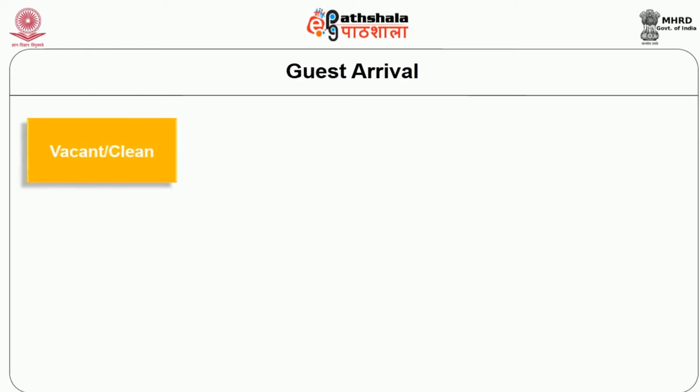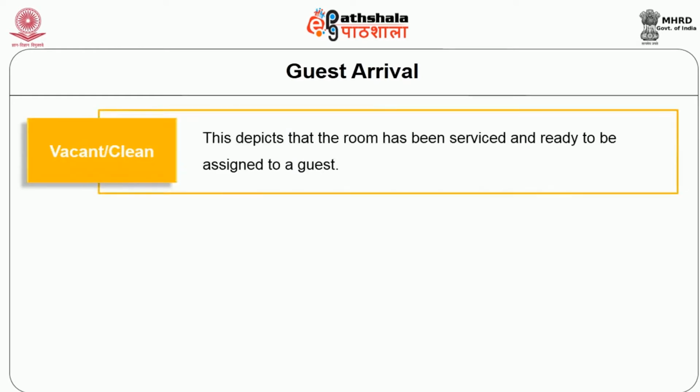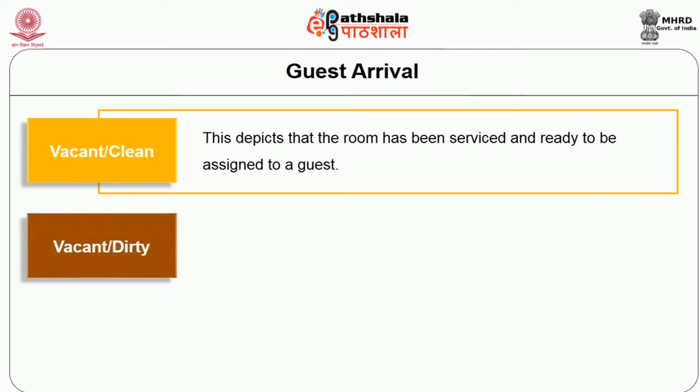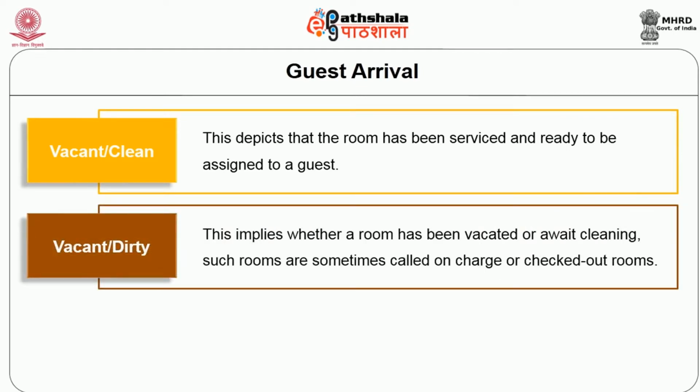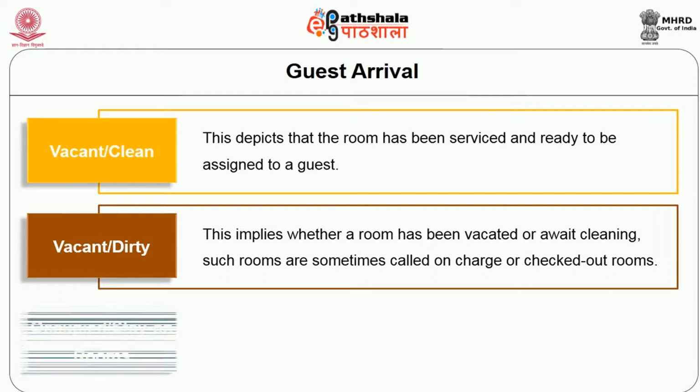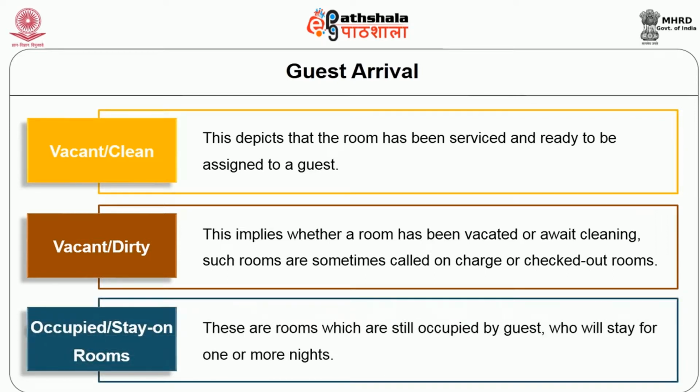The first one is vacant and clean. From the name itself, this depicts that the room has been serviced and is ready to be assigned to a guest. The next is vacant and dirty. This implies that a room has been vacated and awaits cleaning. Such rooms are sometimes called on-change or checked-out rooms. Next is occupied or stay-on rooms. These are rooms which are still occupied by guests who will stay for one or more nights than scheduled.